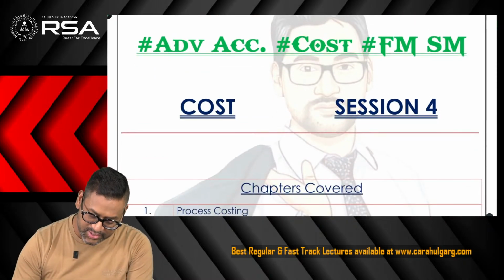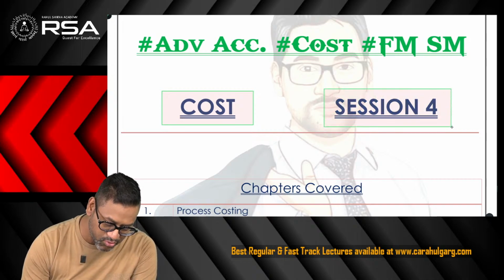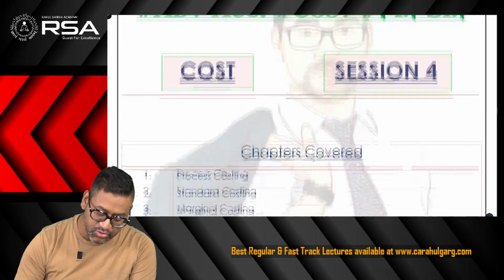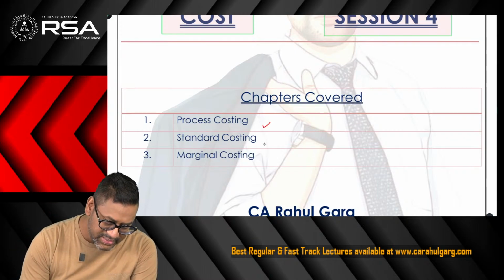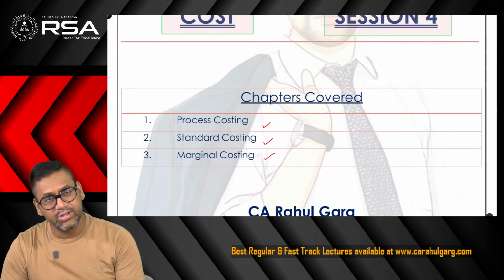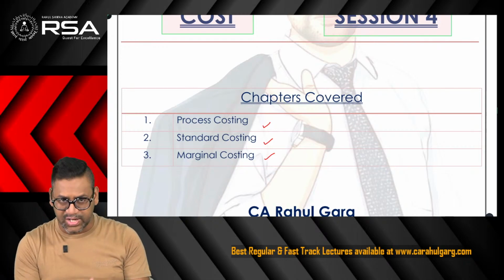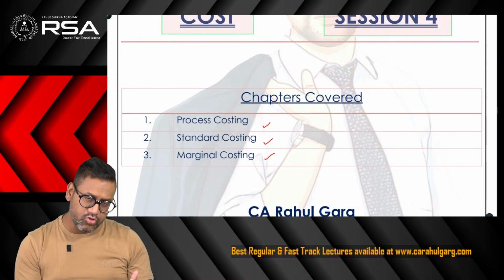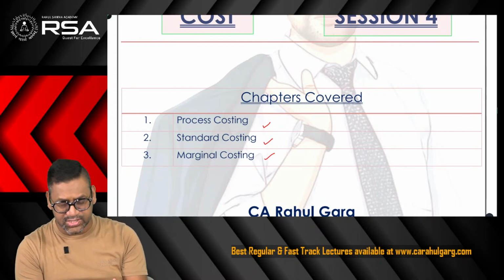Today is the session of the subject costing, and it is our session number 4. The leftover chapters which were not covered in the earlier 3 sessions, we are taking today. So first is process costing, then standard costing, and the last one will be marginal costing. So we'll be doing the MCQs of all these chapters. I have incorporated a mix of theory questions, practical questions, and even case study type questions in this particular session.